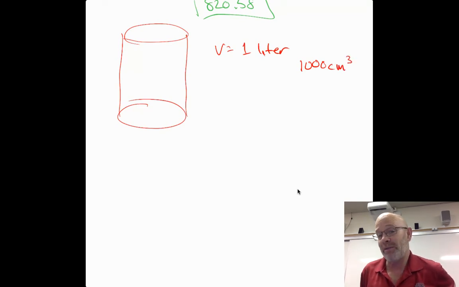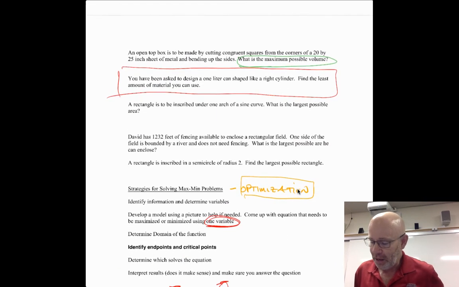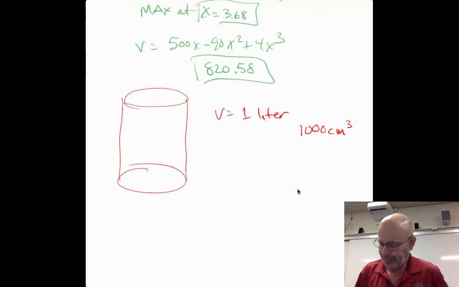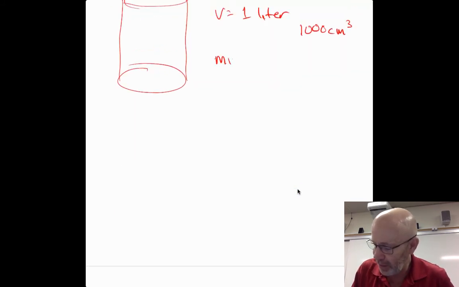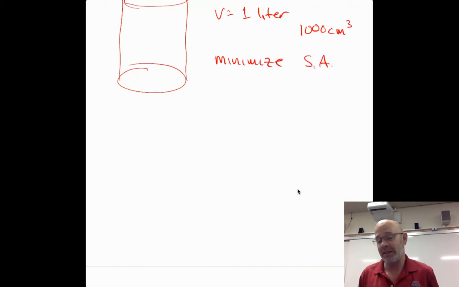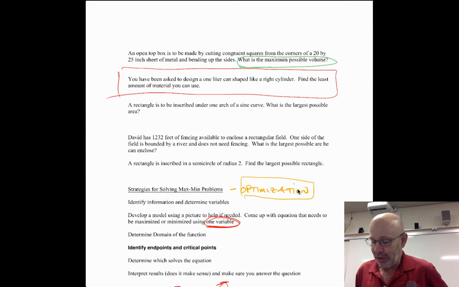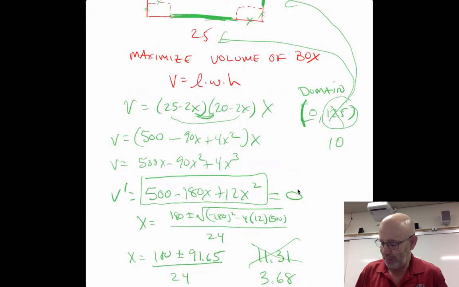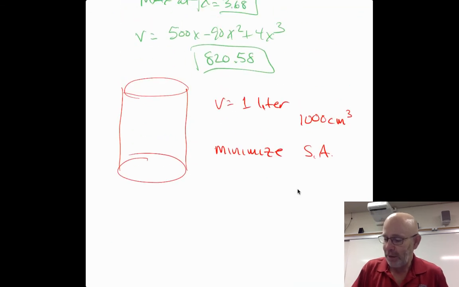So the volume is 1,000 cubic centimeters, and we're trying to remember what the question said. You've been asked to design one, find the least amount of material. So what we're trying to do is minimize the surface area, because the surface area is the amount of material. Just making sure there's a top on it, which there is. Sometimes these problems don't have tops on them, so just double check there. So I'm going to throw in some variables. We're just going to call that R and call that H. So notice the volume of this thing is pi r squared h.